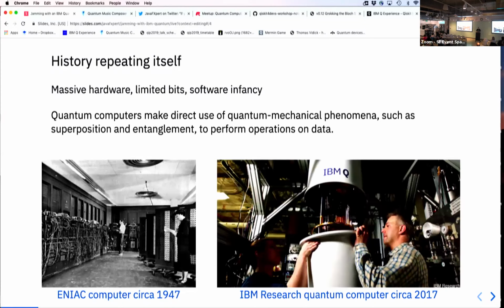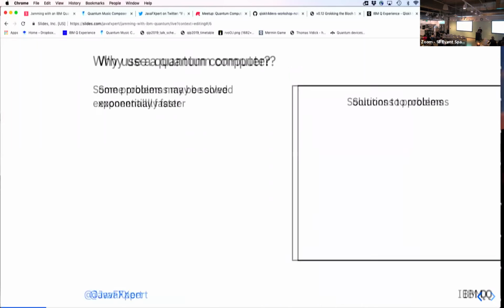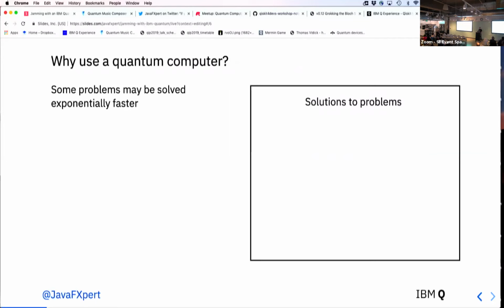Everything is brand new. And so quantum computers make direct use of quantum mechanical phenomena. We'll go into some of those phenomena, but there are things like entanglement or interference, to be able to then have quantum computations. We announced at Consumer Electronics Show what we call the IBM Q System 1, and that's our first production quantum computer that we'll use for customers. They'll be in the cloud, and our customers can then use them in the cloud. So why would we want to use a quantum computer?